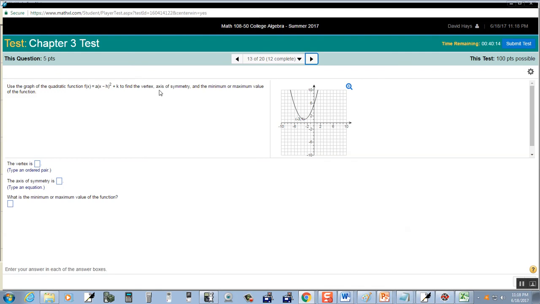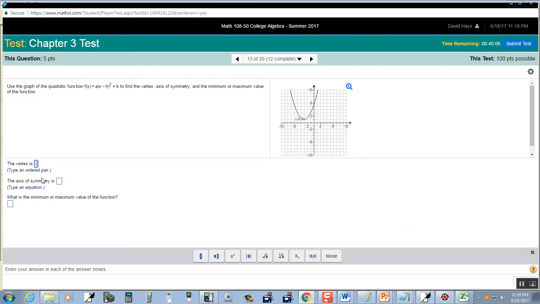Use the graph to find a vertex. Now our vertex is our lowest point or highest point. And it looks like our lowest point here is -3, 1. Now the axis of symmetry is x equals the x part of our vertex. Since it opens up, it's going to be a minimum. They're not asking that though. They say what is the value, and that's equal to the y part of our vertex.